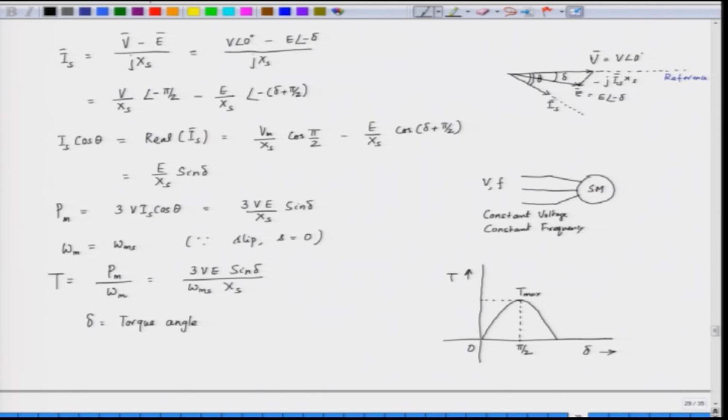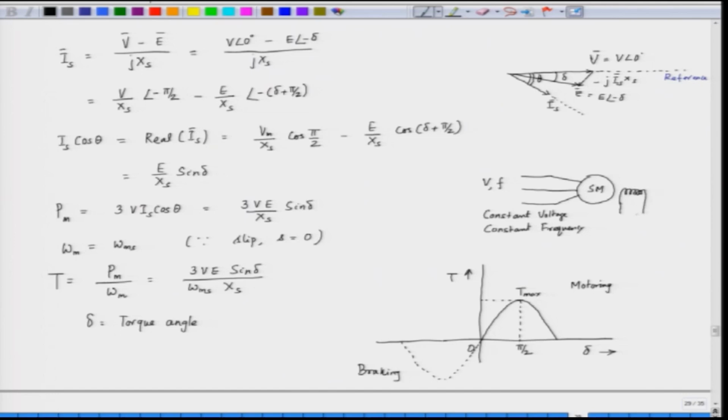Now, delta can be negative as well, we can extend this in the negative direction as well. The negative direction is usually used for braking, for generating. This is for motoring, and if you want to brake a synchronous machine, one of the ways to brake is to make torque negative. That means we have to go for a negative delta. So, the motor will be functioning as a generator in the braking mode. So, this is the braking operation.